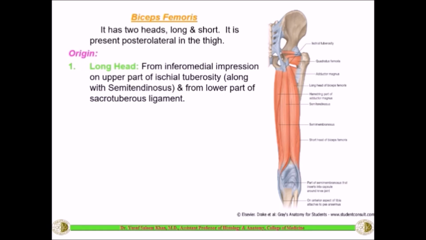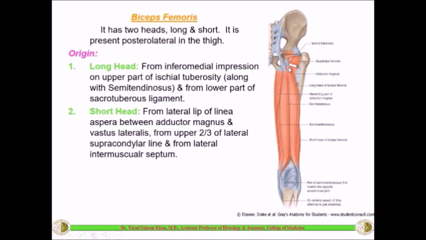The origin, as I said before: the long head will be taking origin from the inferomedial impression of the ischial tuberosity along with the semitendinosus, and also from the lower part of the sacrotuberous ligament. Here, if you can see, this is the sacrotuberous ligament which extends from the sacrum to the ischial tuberosity. So it not only takes origin from the ischial tuberosity itself, but also from the sacrotuberous ligament.